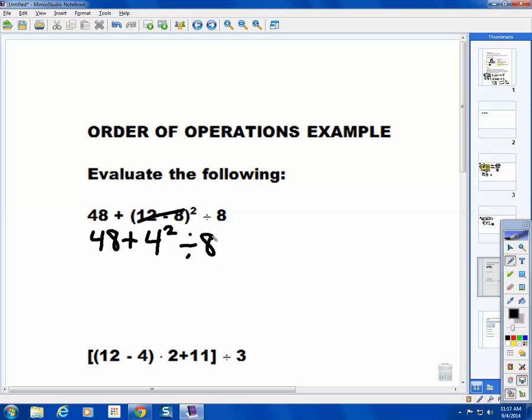So second step then, look at any exponents. Are there any exponents as of the position we're in right now? There is. 4 to the what? So I want to erase this. We're going to evaluate that. That's the only exponent there. This will become 48 plus what, gang? 16, divide by 8. So the exponents are done.